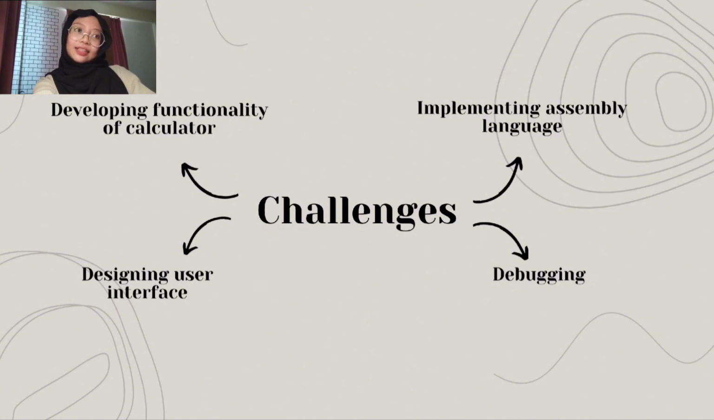Next is designing the user interface. Since we aim to create an accessible and user-friendly design, it is quite tricky to get this program to display our desired result on screen. And next is debugging. Since our program has many operations, it is harder for us to debug our program. This makes our program more prone to mistakes and minor errors.